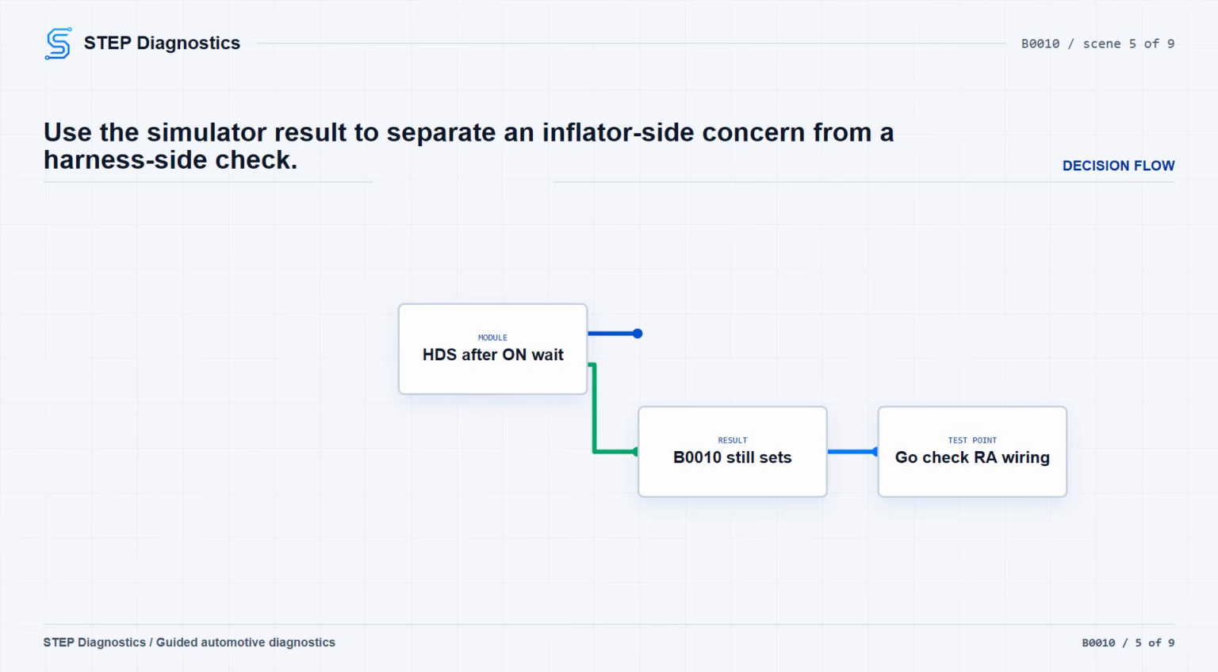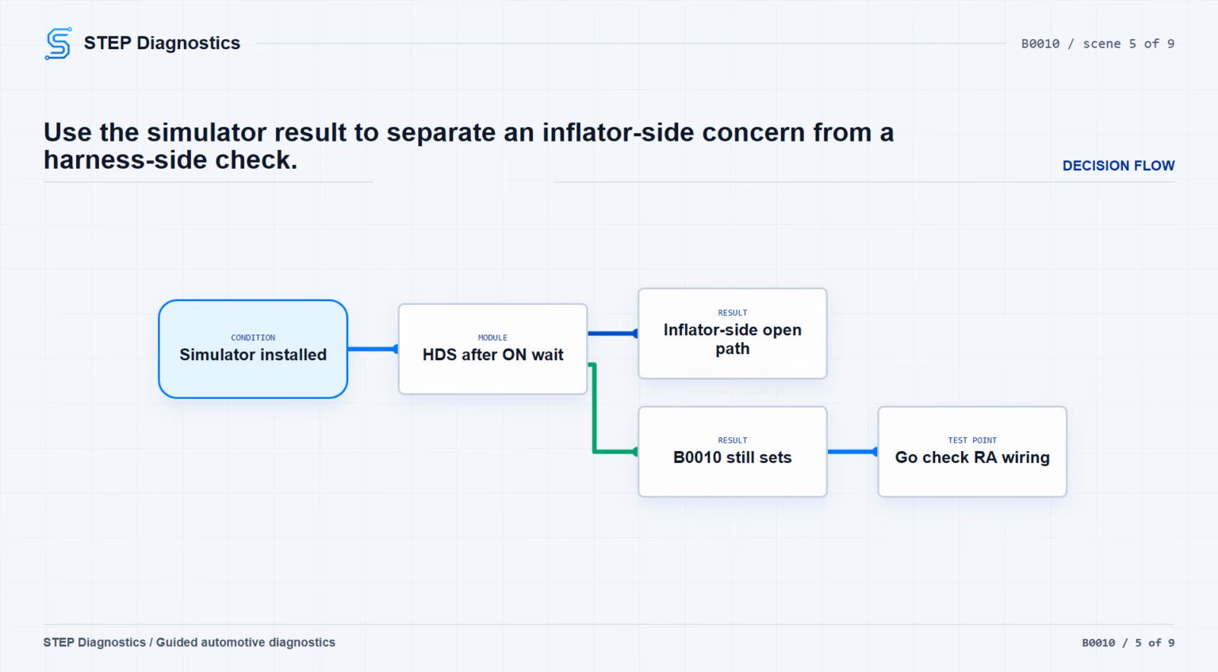Clear the codes with the HDS. Turn the vehicle to on mode. Wait for 10 seconds and check codes again. If B0010 still sets, keep going to the open wire check. If it does not set with the simulator in place, the diagnostic path identifies an open in the front passenger airbag first or second inflator and supports replacing the front passenger airbag, then clearing the code.